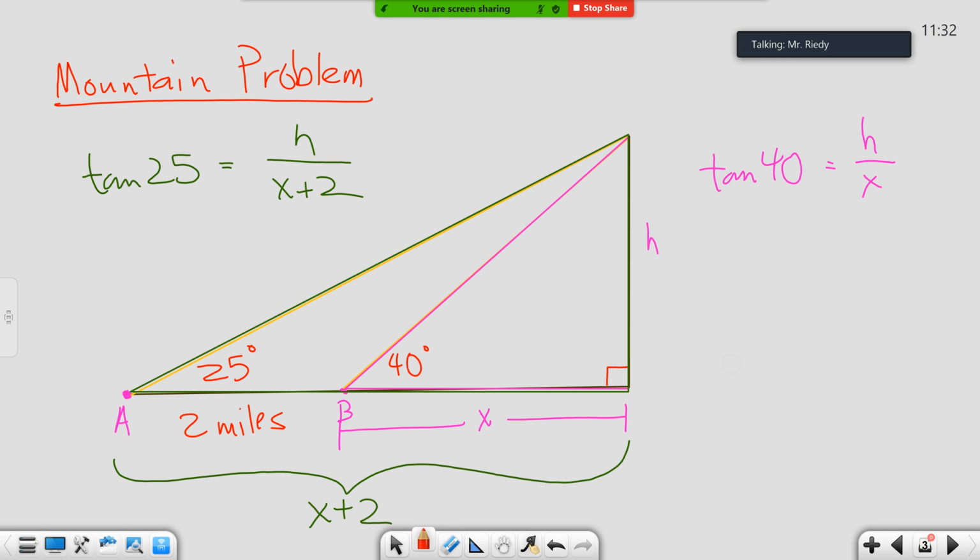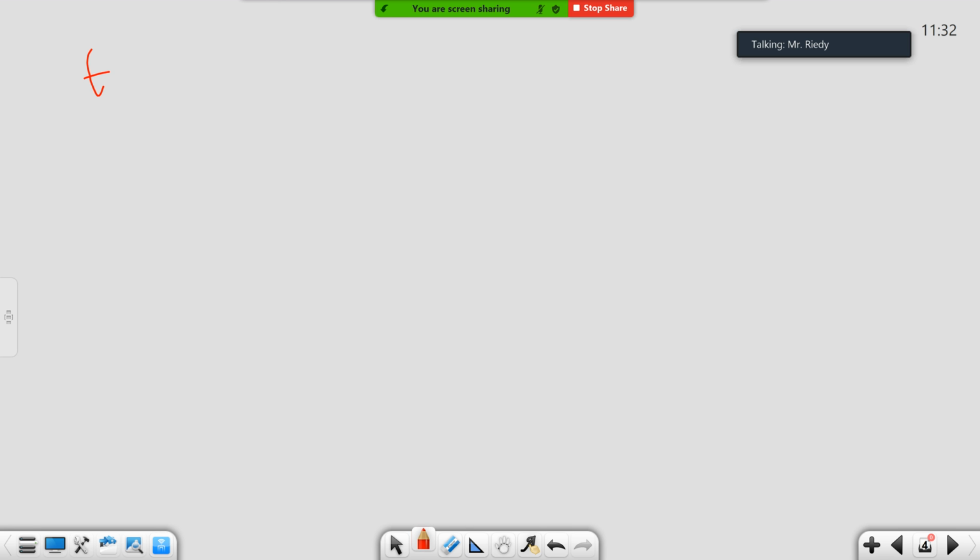Therefore, we need to do some solving. I'm going to use this equation and this equation to solve it. And I'm going to need a lot of room, so I'm going to move to the next slide. Is everybody okay with this before I move on? Going once, going twice, sold. Okay, so our equations are the tangent of 40 is equal to h over x, and the tangent of 25 is equal to h over x plus 2.